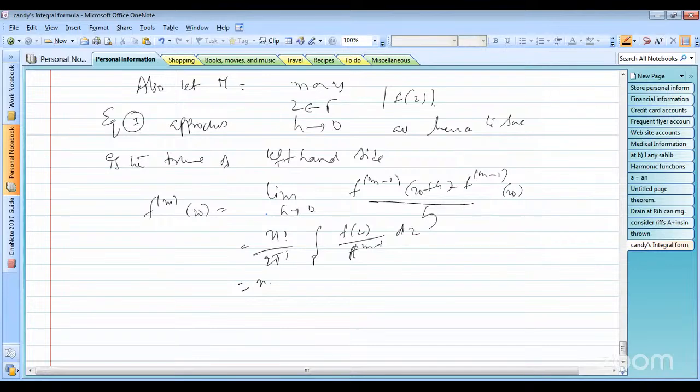That is n! by 2πi integration over Γ of f(z) by (z−z naught)^(m+1) dz. So therefore n! by 2πi f(z) by (z−z naught)^(m+1) dz, which is the required equation. What is Cauchy's formula? Cauchy's formula: 1 by 2πi integration over Γ of f(z) by (z−z naught) dz. Here also it is coming m! by 2πi f(z) by (z−z naught)^(m+1).